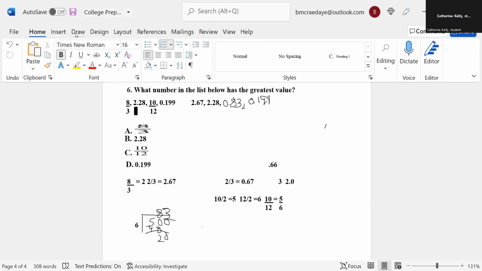2.28. Is that the first one? No, isn't 0.67 bigger than 0.28? Yes. And which one was 2.67? We converted something to 2.67. Okay. Which one did we convert? 8/3, right? So 8/3 is the biggest value. This one. That's the one that's the biggest.